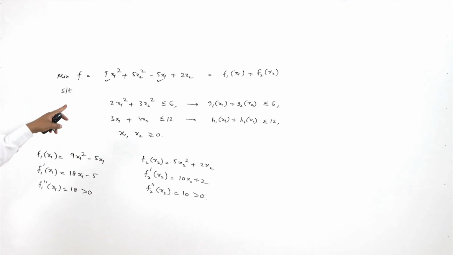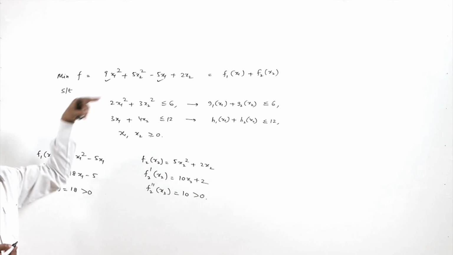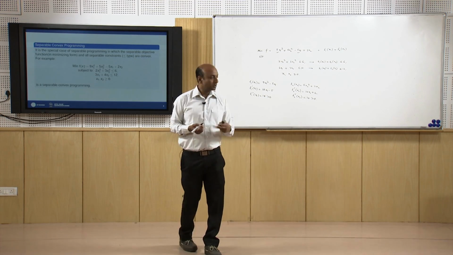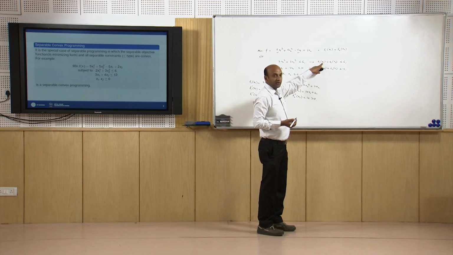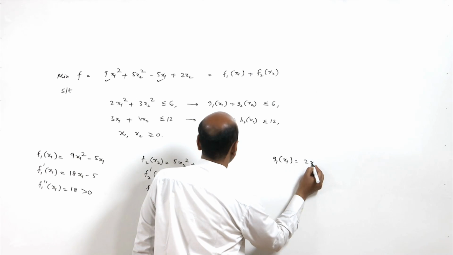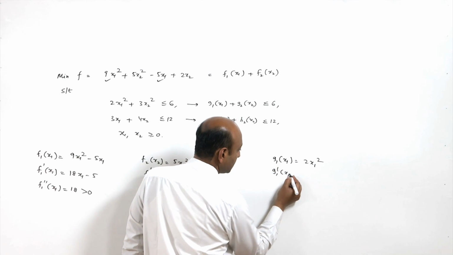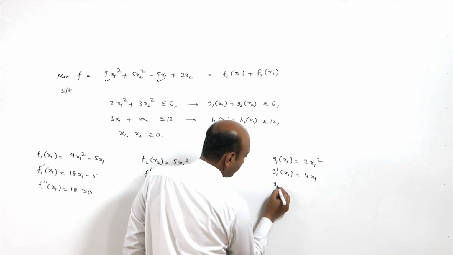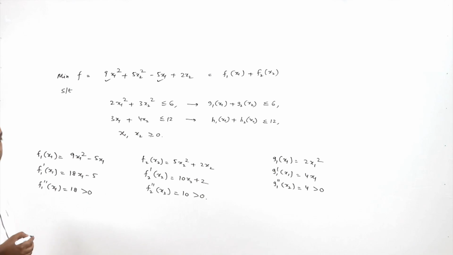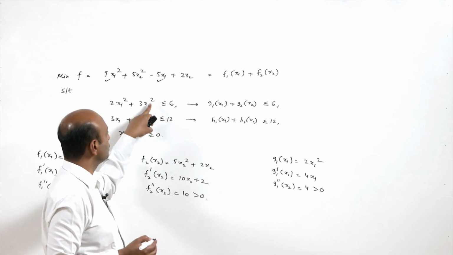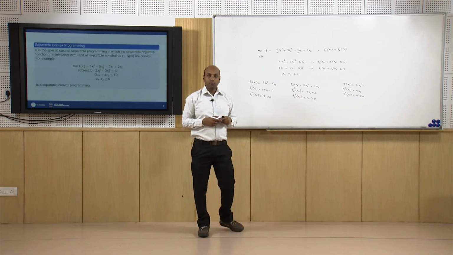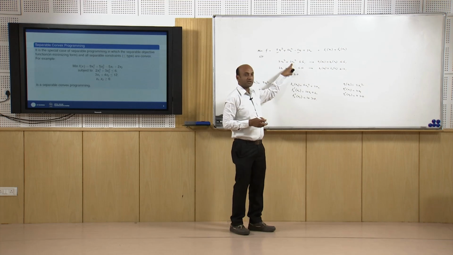Or you can take the Hessian matrix of f, and if it comes out to be positive semi-definite or positive definite, then we can say that the function is a convex function. Now, if you take g1 x1, g1 x1 is 2x1 square. Okay. And the second derivative of this is 4, which is positive. Again, it is convex. And similarly, g2 x2 is 3x2 square. The second derivative of this is simply 6, which is again positive, hence g2 is also convex.